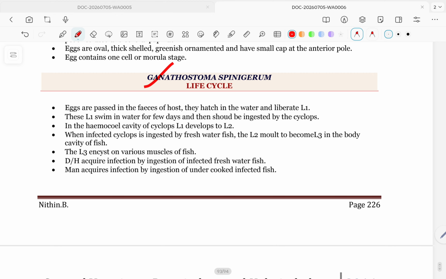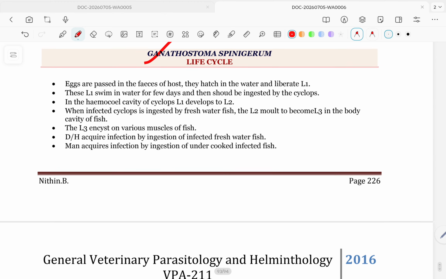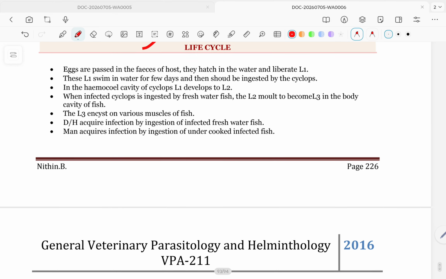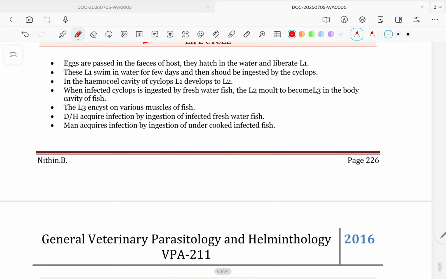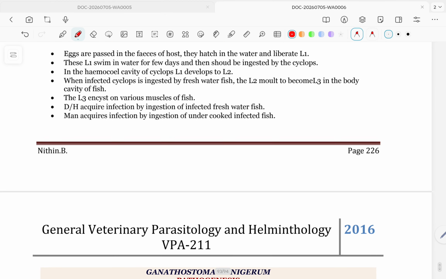Gnathostoma spinigerum life cycle. Eggs are present in the feces of the host. They hatch in the water and liberate L1. These L1 swim in water for a few days and then should be ingested by the cyclops. In the hemocoel cavity of the cyclops, L1 develops to L2.